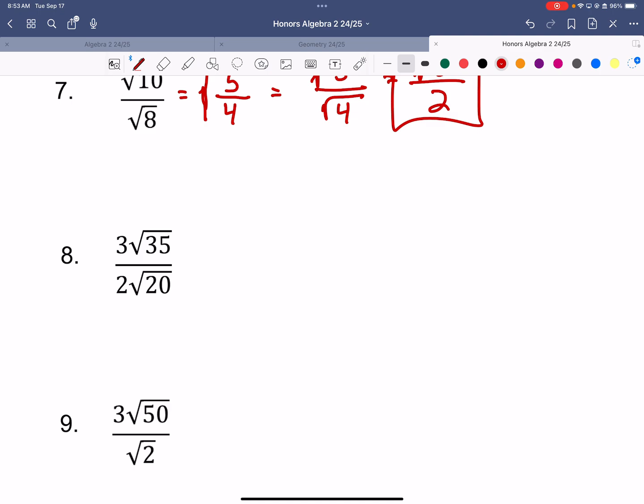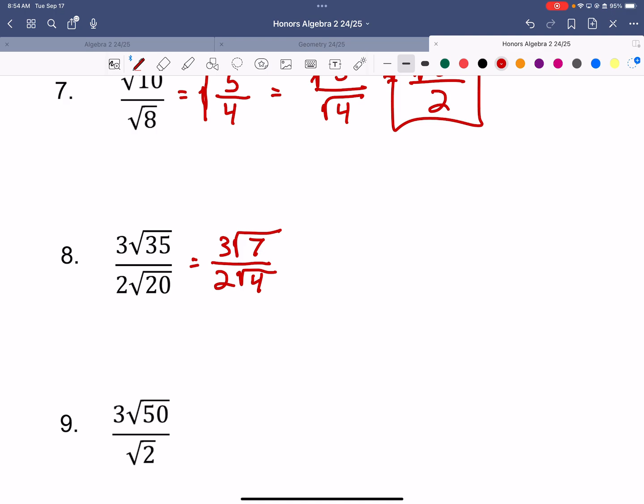35 and 20 aren't perfect squares. So this time instead of rewriting it, the 3 is just going to come along and the 2 is going to come along. What goes into both 35 and 20? 5, right? 5 goes into 35 7 times. How many times does it go into 20? 4 times.